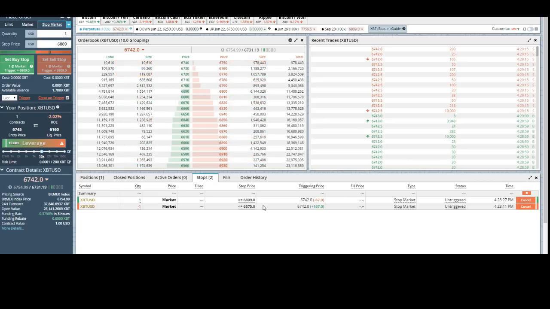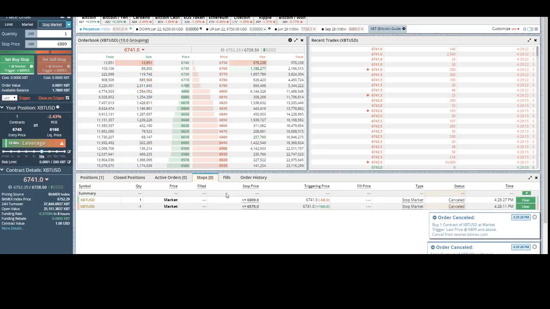Okay, so that's how we put stops on both sides. You can see buy stop, sell stop. Okay, works on both sides.